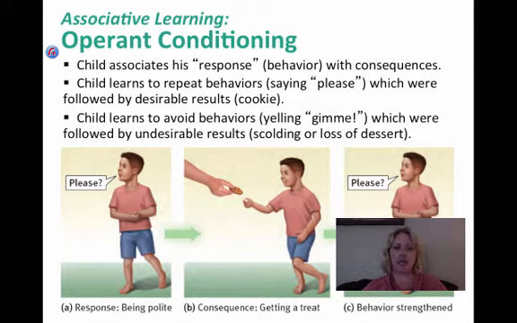Now, operant conditioning differs slightly in that the child associates the response, the behavior, with consequences. A child in this example learns to repeat behaviors, saying please, which are followed by desirable results, getting a cookie. And the child learns to avoid behaviors, yelling gimme, which were followed by undesirable results, scolding or loss of dessert. One thing to remember with operant conditioning is that the response occurs before the consequence. Again, we'll talk about this in more detail when we get to operant conditioning.